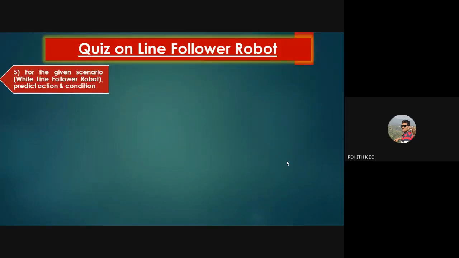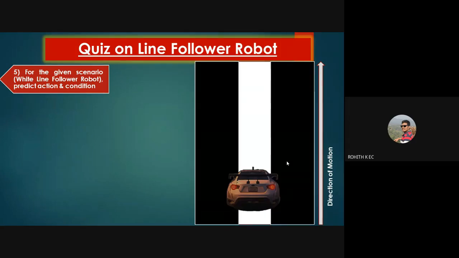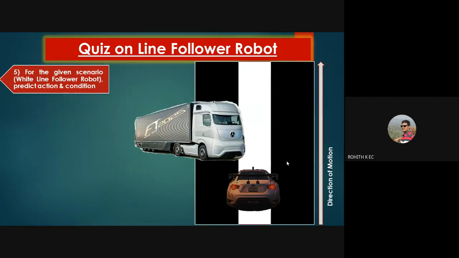Now, let me put you in a slightly difficult situation. Consider this scenario, which is a white line follower robot. You have your car, which is located at the center of the road, and suddenly a truck comes and stands like this. Now, when this happens, tell me what should be your course of action. Should you move forward? Few of you are saying soft left. Many of you are saying stop, stop, stop.